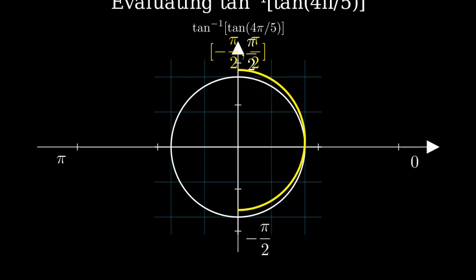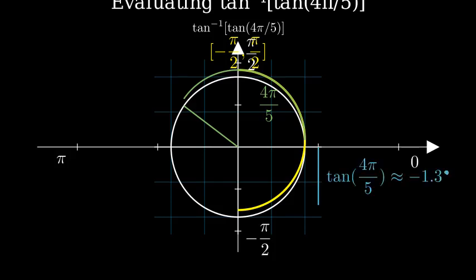Let's visualize our angle of 4 pi fifths, starting from 0 and moving counterclockwise. 4 pi fifths is an angle of 144 degrees, or about 2.51 radians. When we take the tangent of this angle, we get the ratio of the opposite side to the adjacent side on our unit circle. The tangent of 4 pi fifths is approximately negative 1.38.